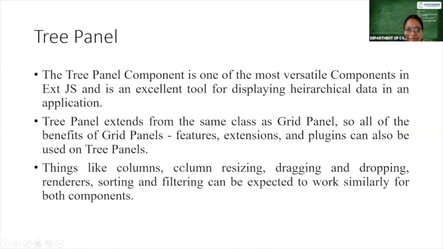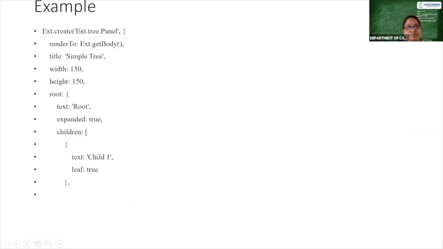So this work can be done: column resizing, dragging and dropping, sorting and filtering. All these can be done with the tree panel. So this is the basic coding for creating a tree panel. Ext.create, Ext.tree.Panel, renderTo Ext.getBody. You can give the title, width and height.